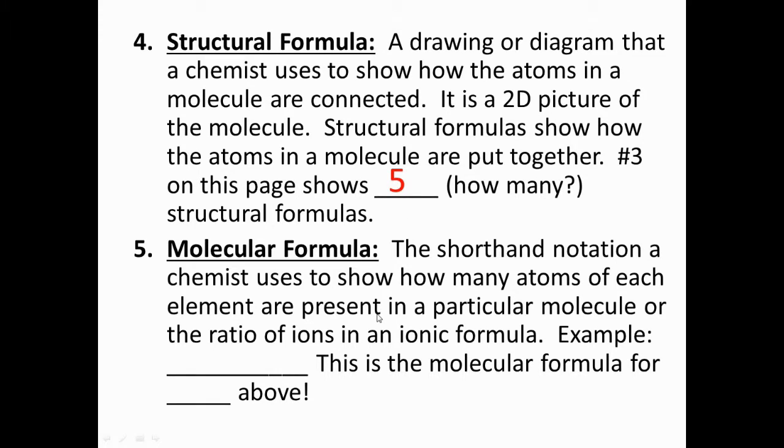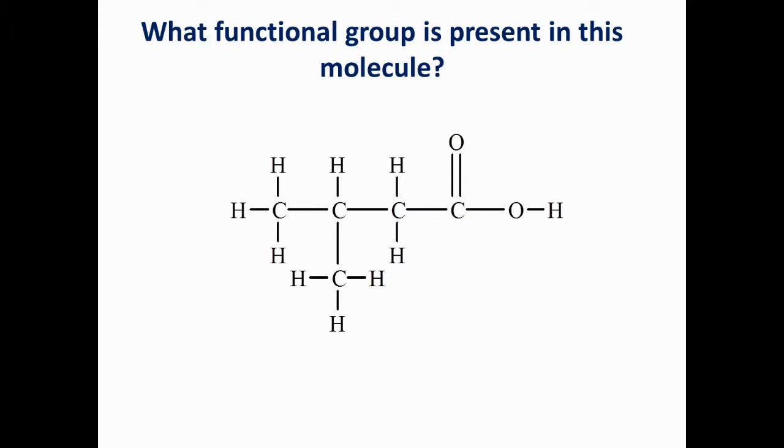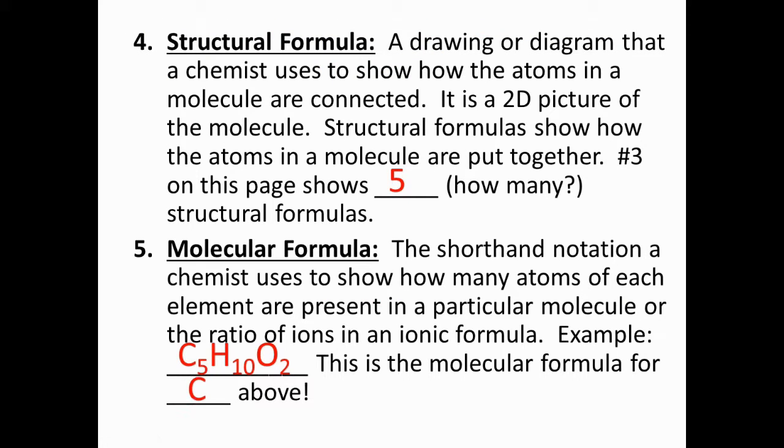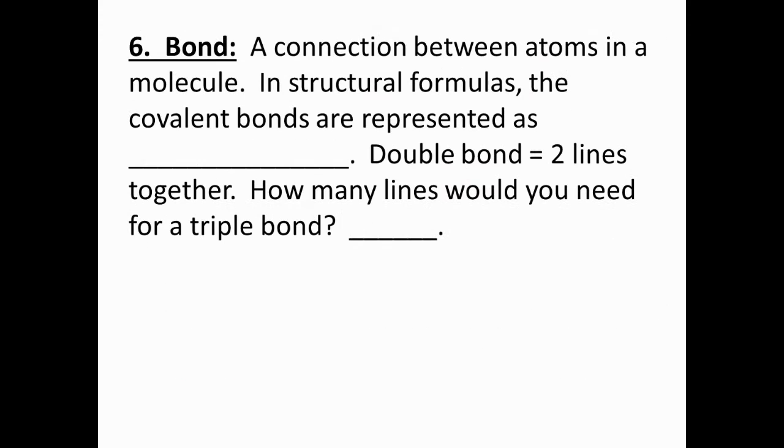The molecular formula is just saying how many atoms there are within the structural formula. So, for example, C5H10O2. That is the molecular formula for letter C from number 3, which is the fill-in-the-blank notes. So going back to that one, you can see 1, 2, 3, 4, 5 carbons, 1, 2 oxygens, 1, 2, 3, 4, 5, 6, 7, 8, 9, 10 hydrogens. So that is why it gets that molecular formula. A bond is represented as a line in those structural formulas. So a double bond is 2 lines, so how many lines would you need for a triple bond? 3.